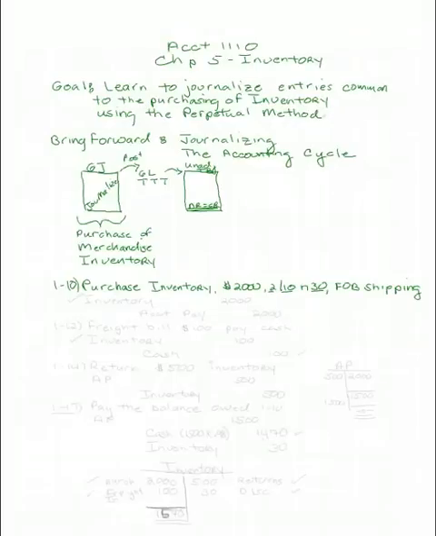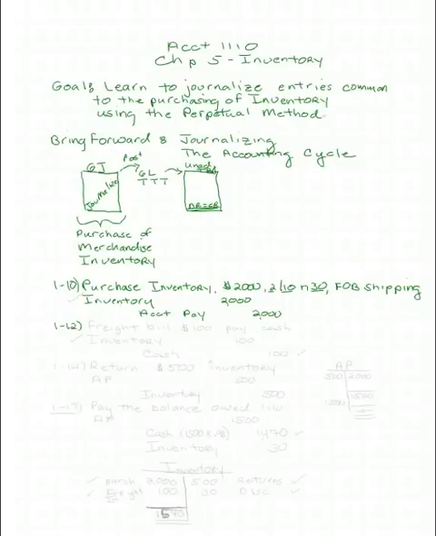What I would like you to do is to put this pencast on pause and make a journal entry for me that you think will record this transaction. Go ahead and do it now. Welcome back. How'd you do? We debit inventory and we credit accounts payable. Excellent.